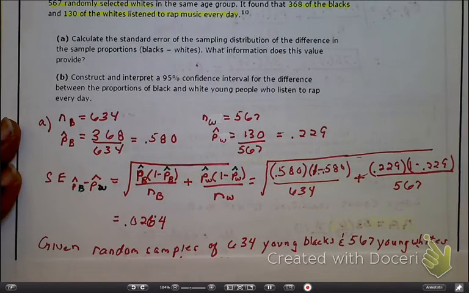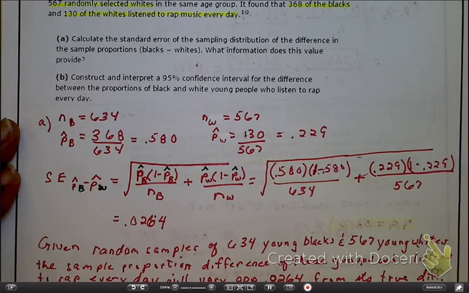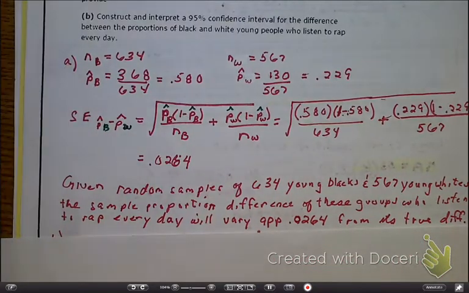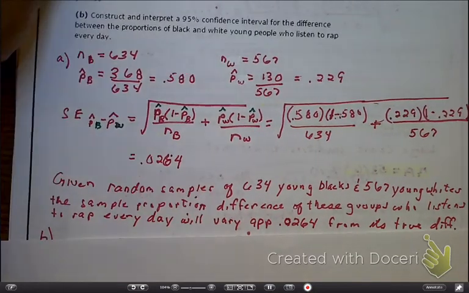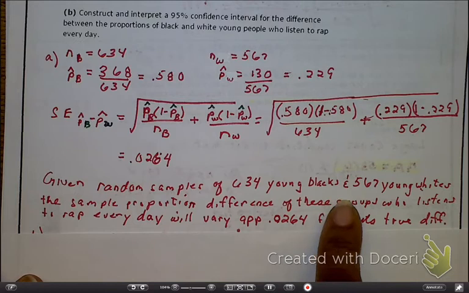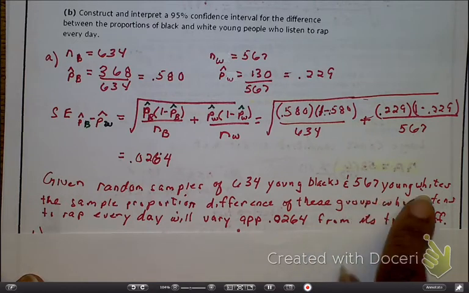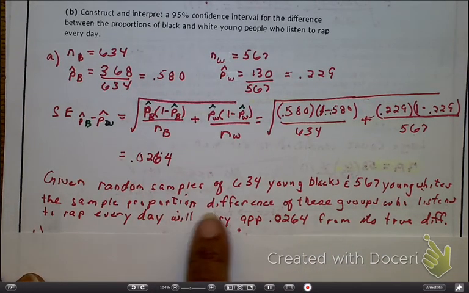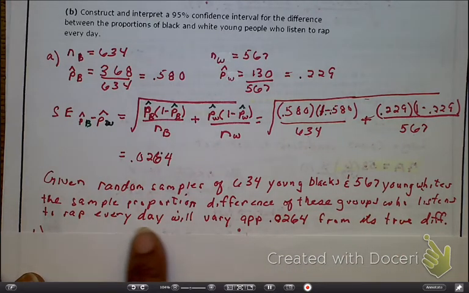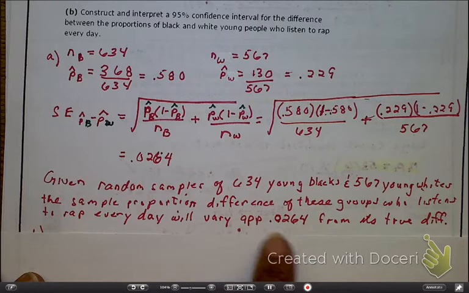Then they asked us to interpret it. So remember, all we're doing is interpreting the standard error. So this is how I interpreted it. Given the random samples of 634 young blacks and 567 young whites, the sample proportion difference of these groups who listen to rap music every day will vary 0.0264 from the true difference.